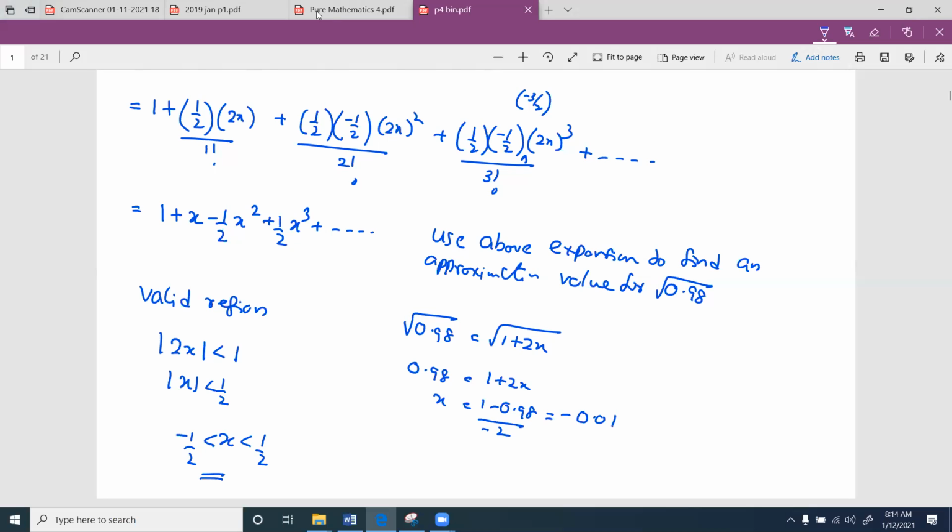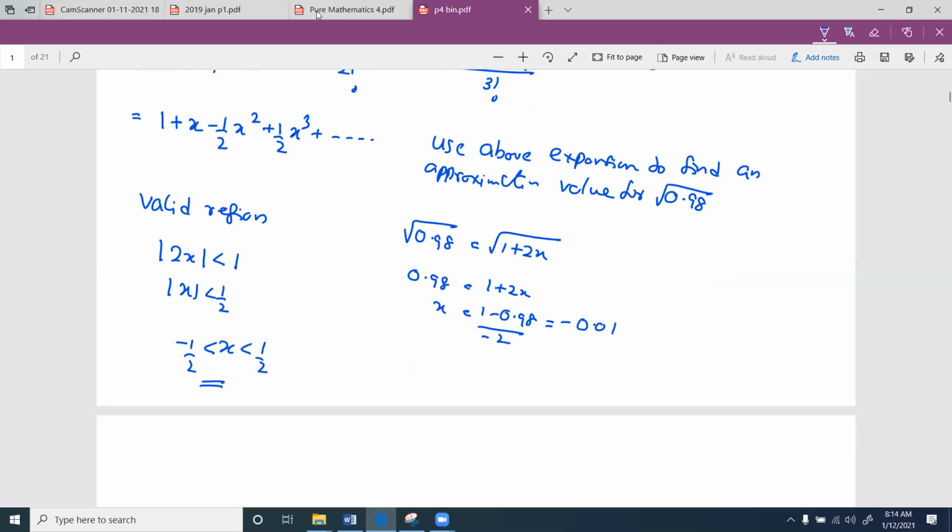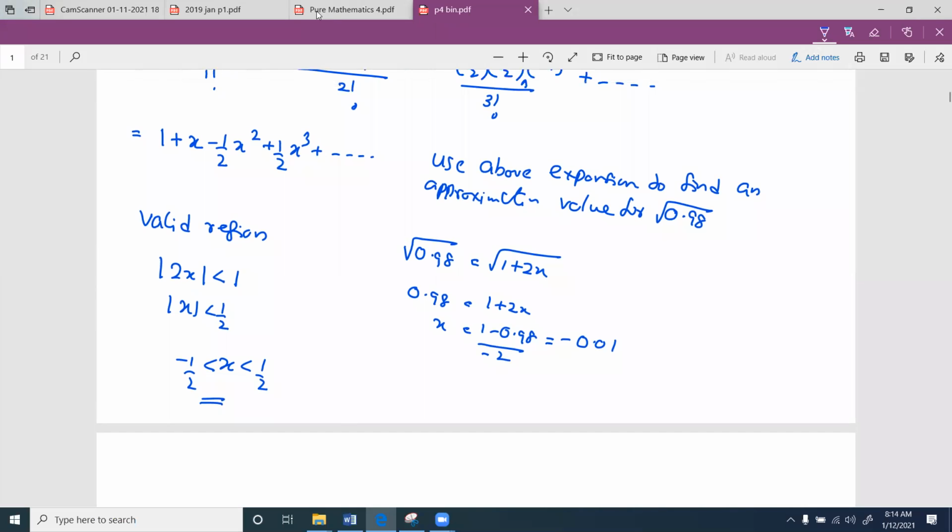That means now you can see this minus 0.01 is within this range. Therefore, to get this approximated answer for the square root of 0.98, we can substitute this minus 0.01 into this function. So the square root of 0.98 is approximately equal to 1 plus minus 0.01 minus 1 over 2 times minus 0.01 squared plus 1 over 2 times minus 0.01 cubed. Like that you can get this answer. Let's substitute and you can obtain this answer.